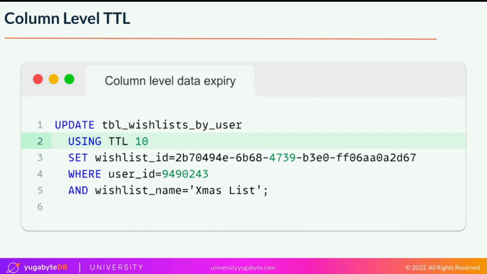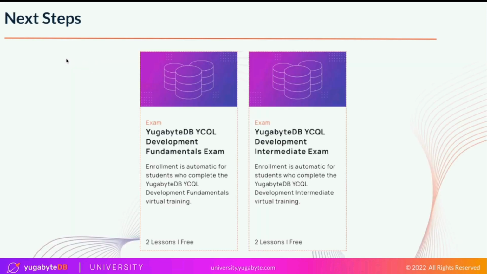So next step, we're going to talk about what happens once we've completed this course. Just to let you know, everyone is available to take the exam courses. We have a YCQL Development Fundamentals exam that you will be automatically enrolled in, as well as the YugabyteDB Intermediate exam. If you are able to get 80% of the questions correct, we will email you certification that you completed the fundamentals and the intermediate course.